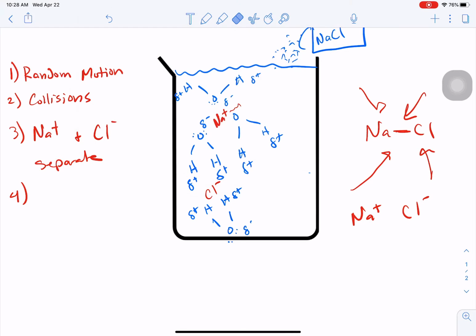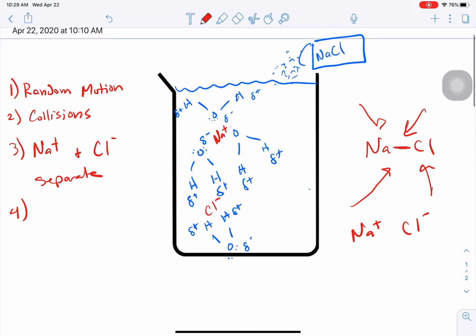Okay, let's recap. So the first thing that happens, we got our random motion. We have our water moving around randomly. Then we introduce a solute, such as, let's say, NaCl. That's really, really easy to understand. We bring in NaCl. Okay, now, the random motion from the water molecules breaks up that ionic bond. Eventually, it separates the two ions. So we have random motion, collisions, and then we have separation of ions.